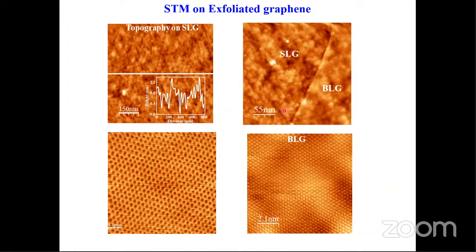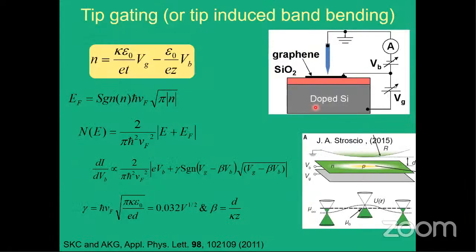And this is another sample where we were fortunate to have an interface between bilayer graphene and single layer graphene. You can see that if you go to single layer graphene, you see honeycomb-like atomic resolution. And if you go to bilayer graphene, you end up seeing a triangular lattice. Okay. So that is a clear difference between the two sides. Also the roughness, if you look carefully, is more on the single layer side as compared to the bilayer graphene. Anyway, so moving on.